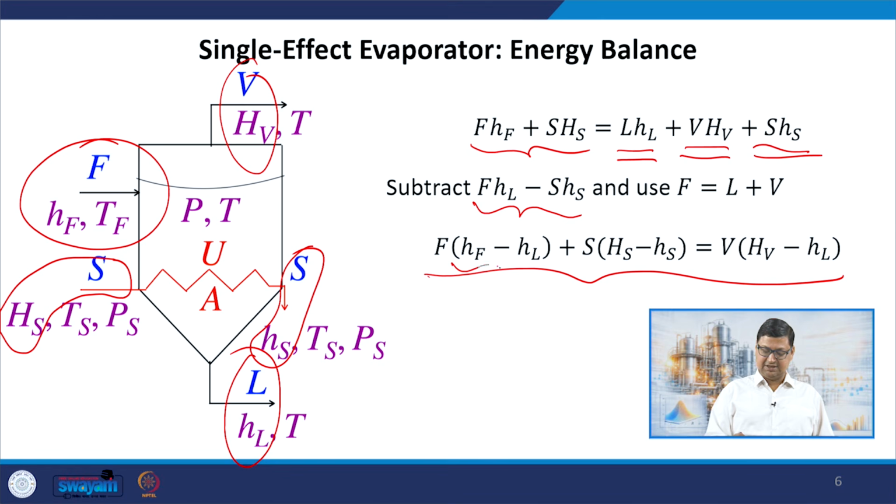So, this is the enthalpy difference between the feed and the liquid concentrate, the enthalpy per unit mass difference. Similarly, this is the difference between enthalpy of the steam and the steam condensate, and this is the enthalpy of the vapor, again with reference to the liquid enthalpy that is coming out.